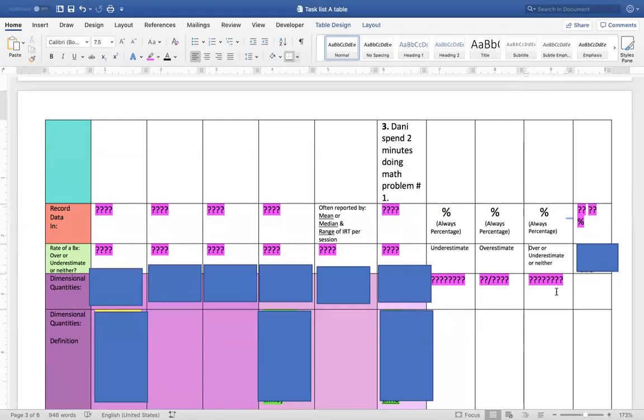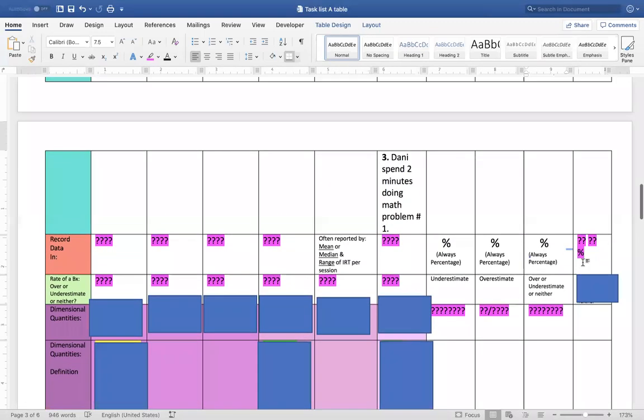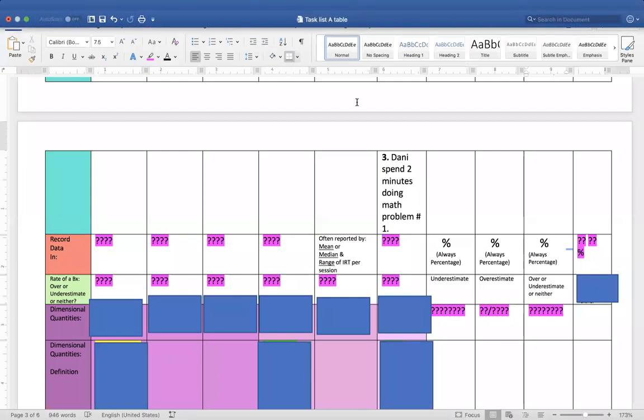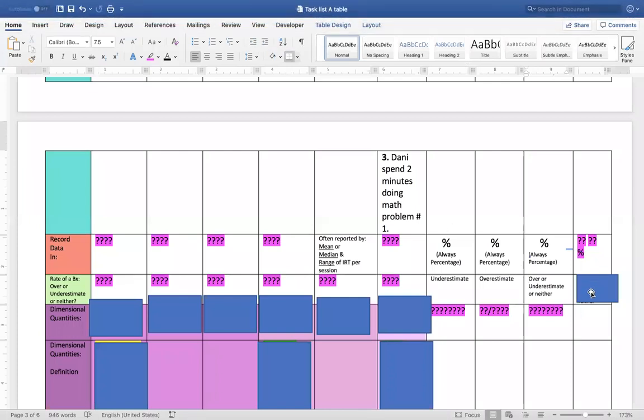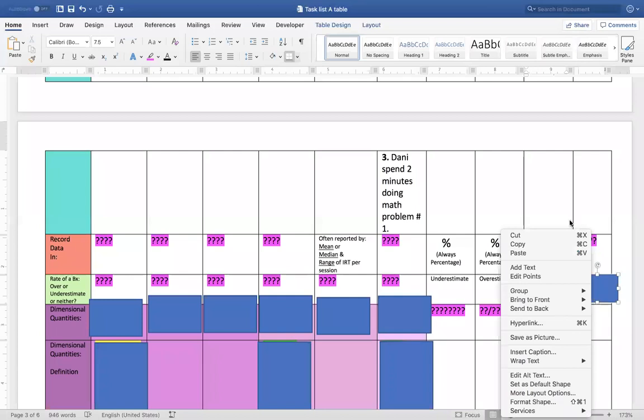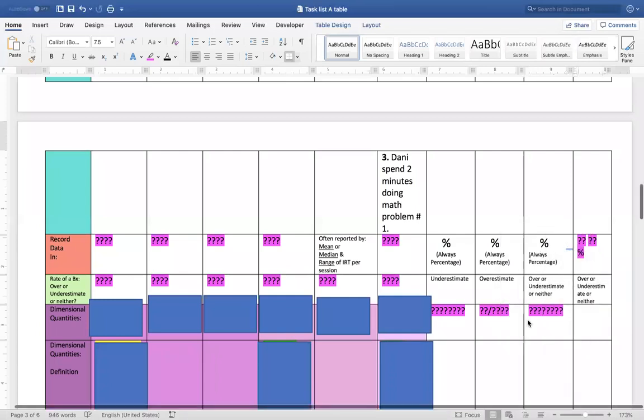If not, we'll continue. So the last one is play check. Which one is that? Under, over, or neither? It should be the same as momentary time sampling. Yes, it is the same as momentary.